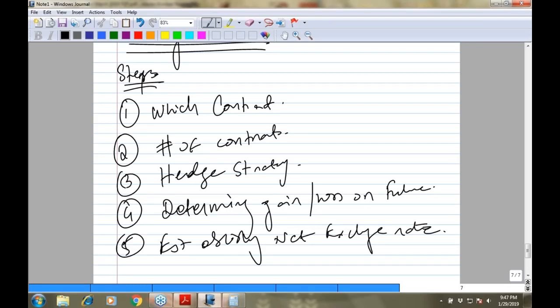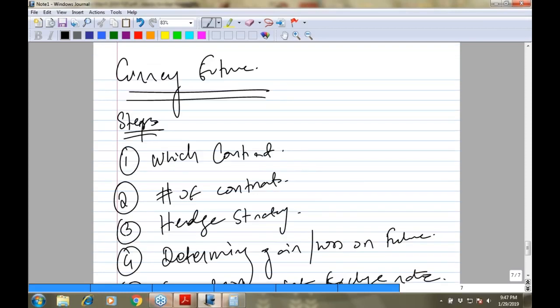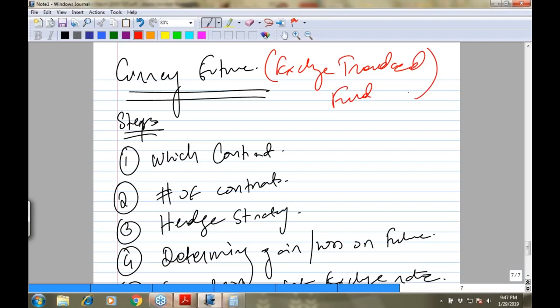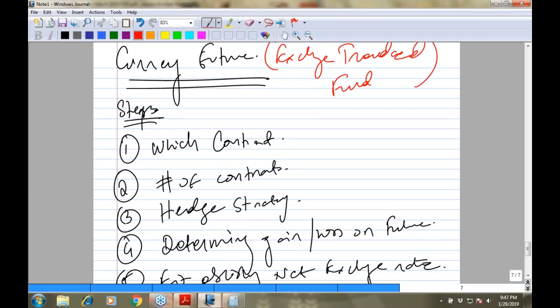Okay, so for those of you who are not aware of what exactly currency futures are, currency futures are exchange traded currency contracts. They are exchange traded forward contracts of currency. So currency futures are exchange traded currency contracts. And when we talk about these various steps, how do we go about hedging with currency futures?